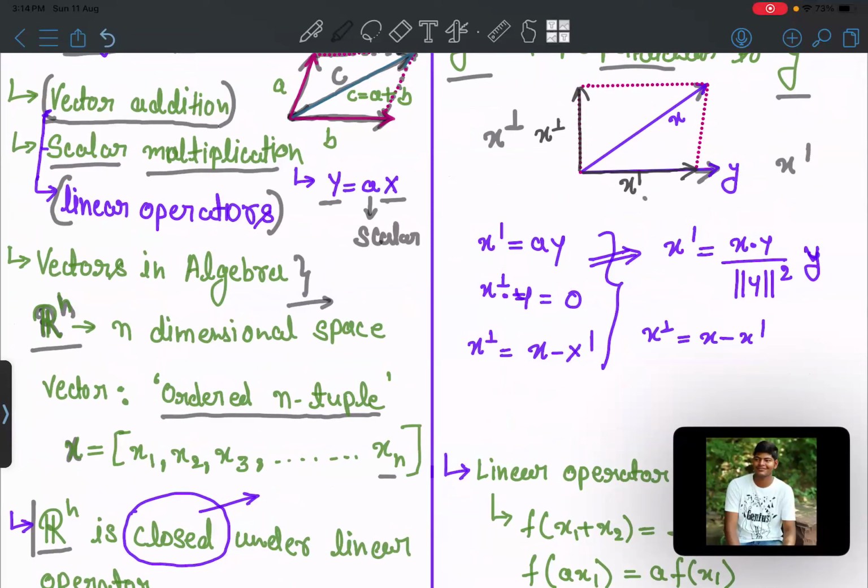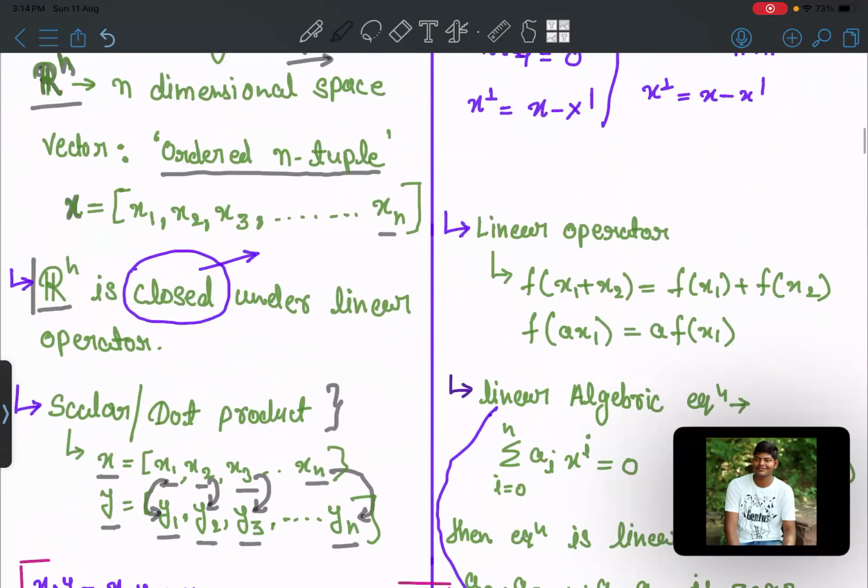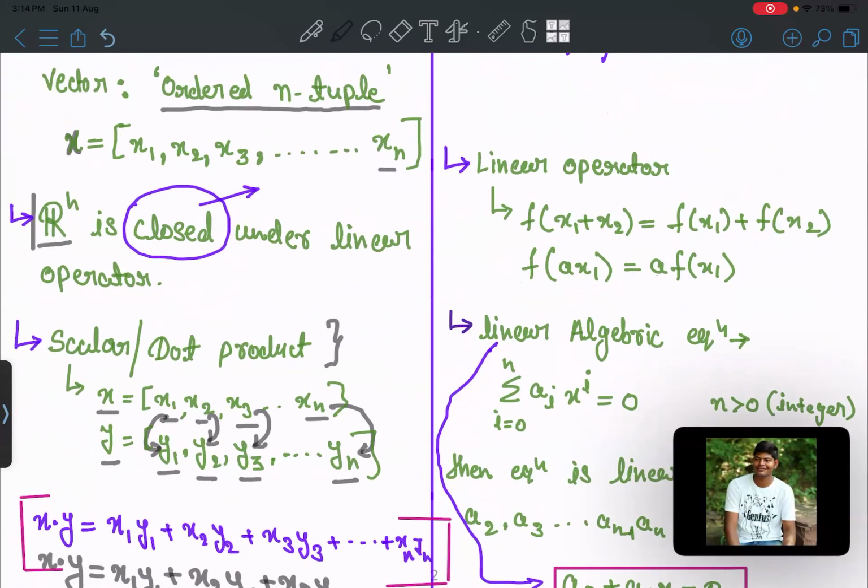Now, since x parallel is parallel to y, it can be represented as x parallel equal to a multiplied by y, where a is some scalar. So if we are able to find a, we can find x parallel.